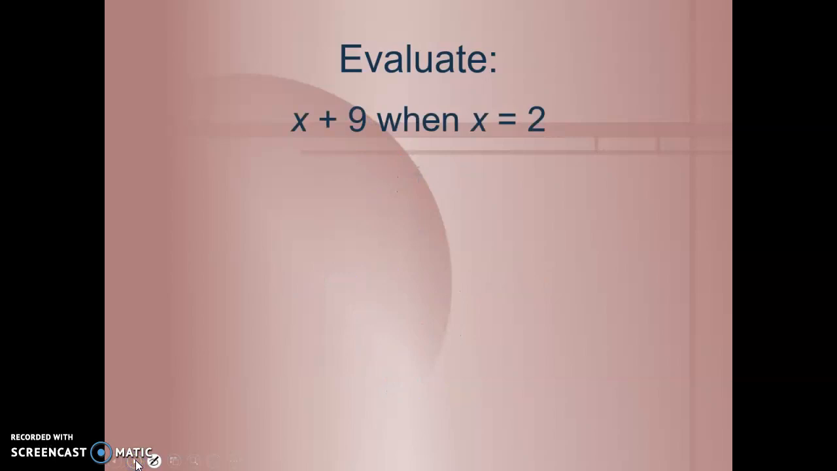Try evaluating this expression on your own. Pause the video and see if you come up with the same answer. Substitute in that 2. Again, let's use parentheses when we substitute. We can simplify that even more, and our evaluation is 11.